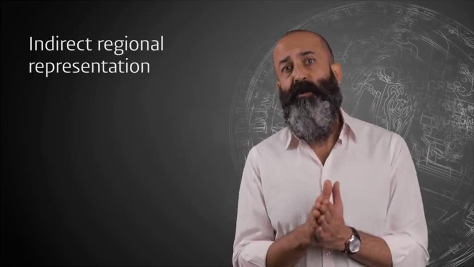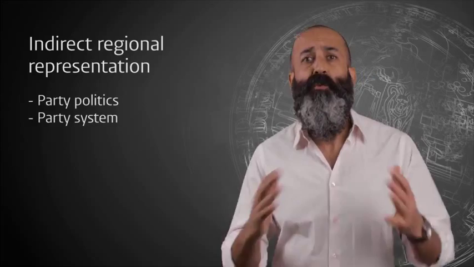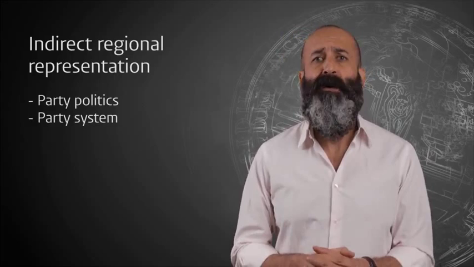A more diffuse and indirect vehicle for regional representation at the centre is the party politics and the party system. Now, there's a huge political science literature looking at various aspects of party politics, party systems, party agendas, and so on. Of course, electoral systems are also an important part of this, seeking to expose the impact different electoral systems have on facilitating nationwide representation on the one hand, or empowering regional and local political parties on the other.